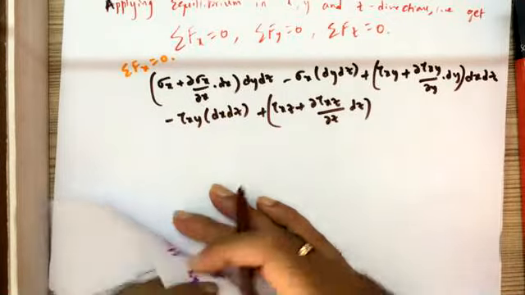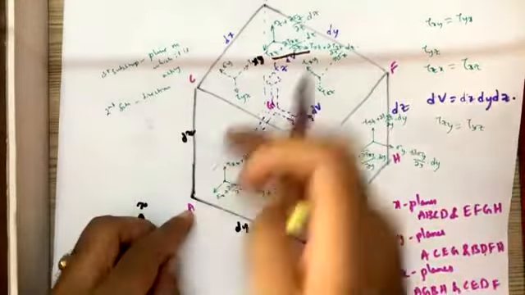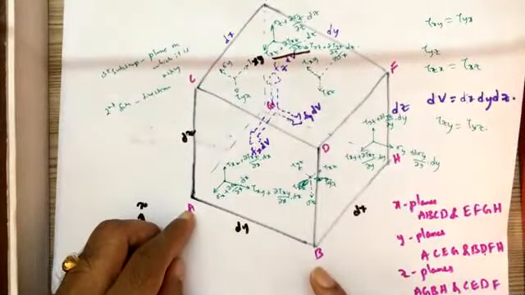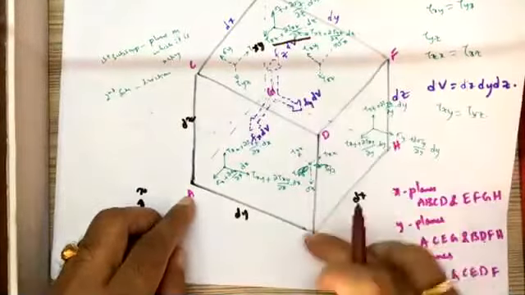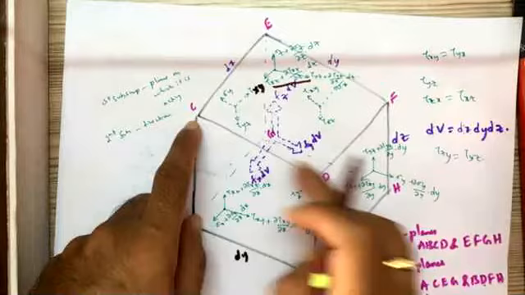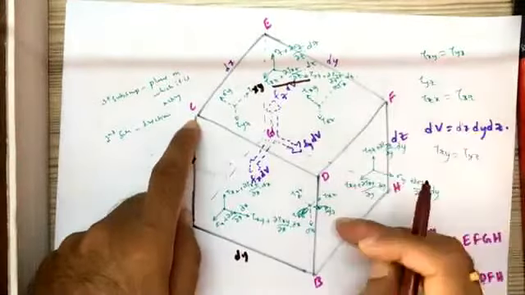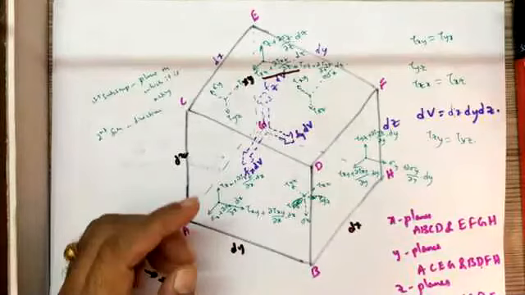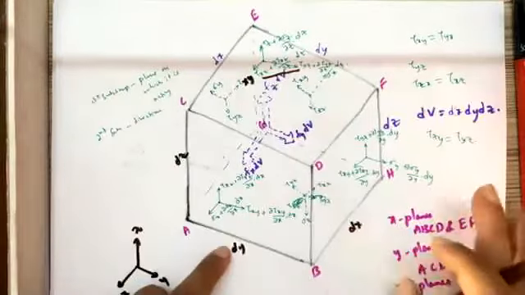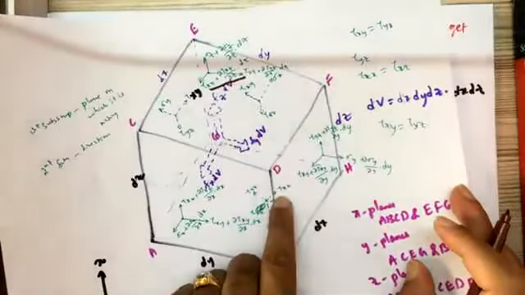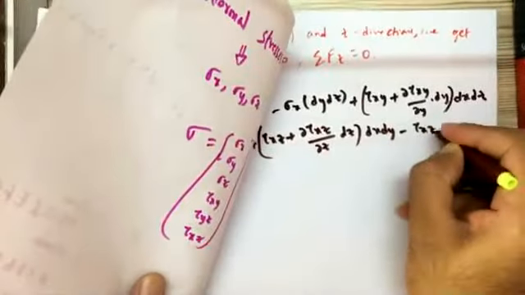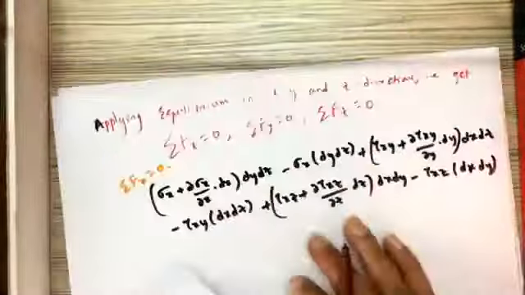Anyway, what are the z planes? The bottom face AG, BH and the top face CD, CE, DF. Both areas would be the same. What are the face areas? This is dy and this is dx. So the face area is dx into dy. And minus, yes, this is the negative direction, minus tau xz into dx into dy.